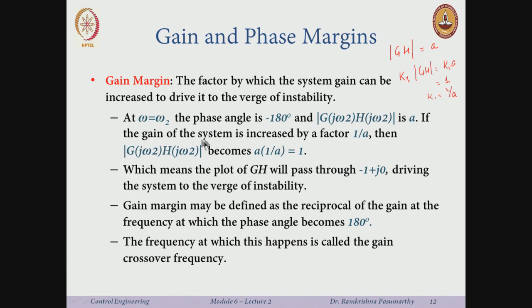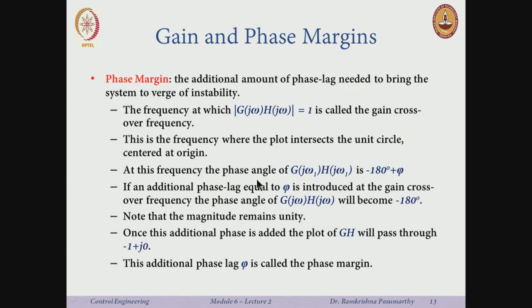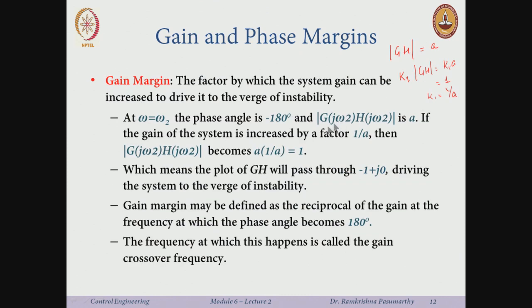So if the gain of the system is increased by a factor of 1 over A, then the magnitude of G1 becomes A, the original magnitude, multiplied by the additional gain K1 which we put as 1 over A, and this is 1. This means that the plot of G H, I am being a little lazy not writing the entire G(j omega) H(j omega), but that should be obvious, will pass through the point minus 1 plus j0, driving the system to the verge of instability.